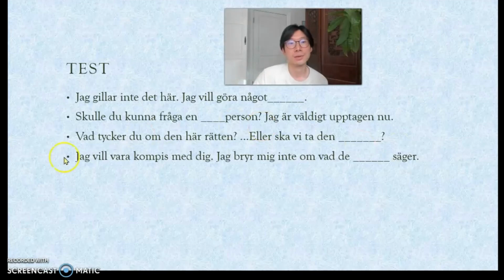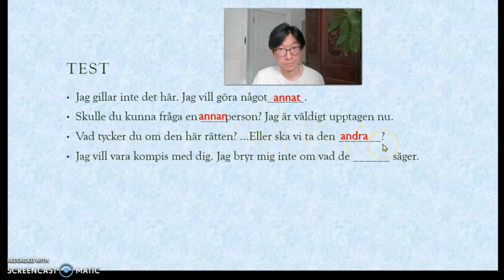Nu ska vi titta på facit. Jag gillar inte det här. Jag vill göra något annat. I don't like this. I want to do something else. Skulle du kunna fråga en annan person, another person. Jag är väldigt upptagen nu. I'm very busy now. Vad tycker du om den här rätten? What do you think about this dish? Eller ska vi ta den andra? Or shall we take the other one?